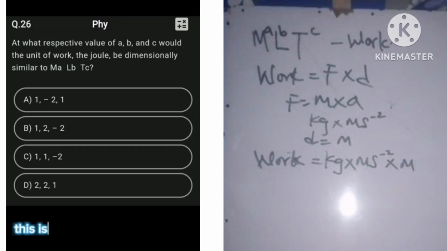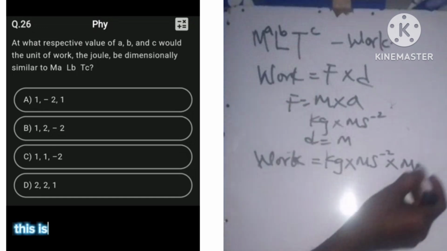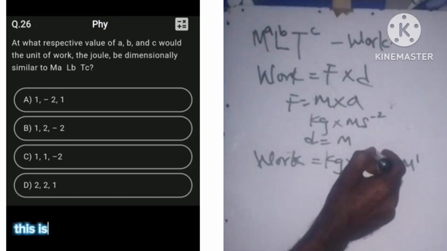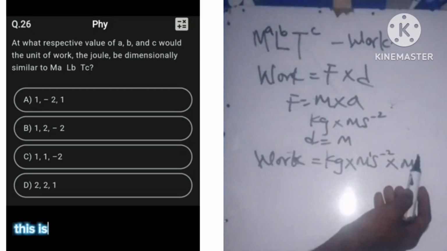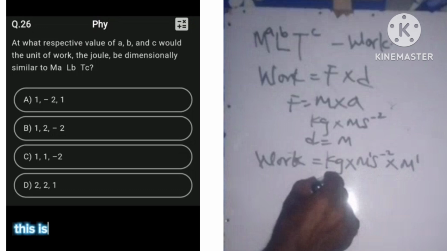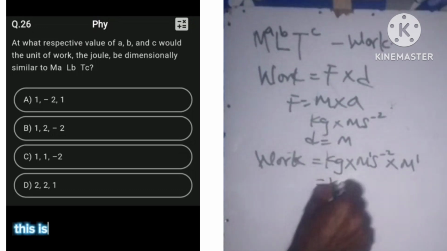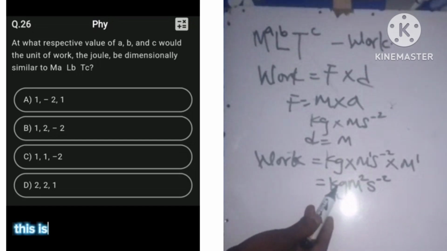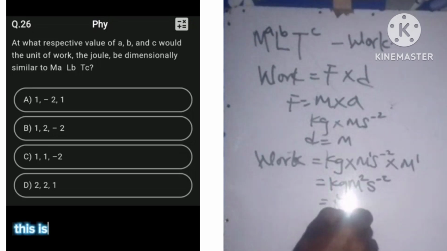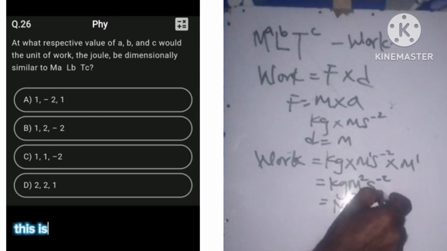Now, applying the multiplication law of indices, which states that when we are multiplying, we add the powers. Remember, the power of m here is 1, and this one is also 1. Since there is multiplication connecting the two m, we add the powers, 1 plus 1, which becomes m raised to the power 2. So this becomes kilogram meter square per second square. Anywhere you see kg, you put M, which represents mass. Anywhere you see m, you put L, which represents length, including the power. And anywhere you see s, you put T, which represents time.